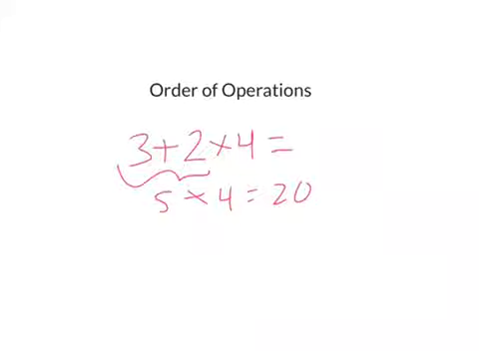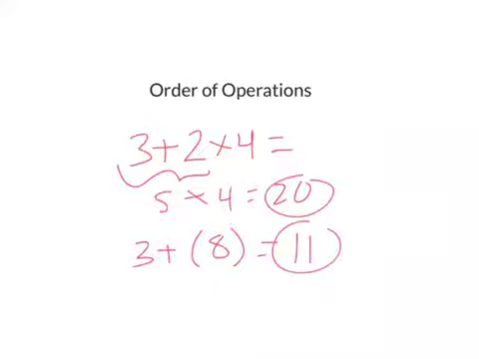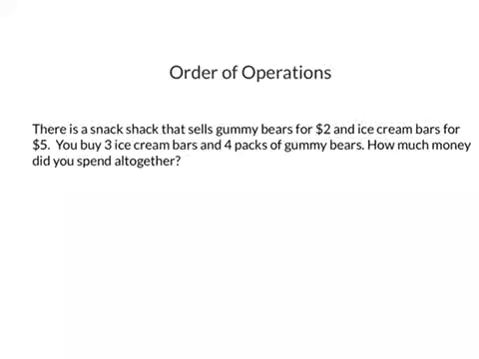If we did it the other way, what would we get? We would have 3 plus 2 times 4, which is 8... That would be 11. So you can see that it does matter which order you do it. So the question is, what do we do first and why? So let's look at a problem.